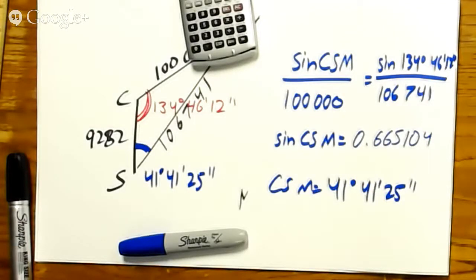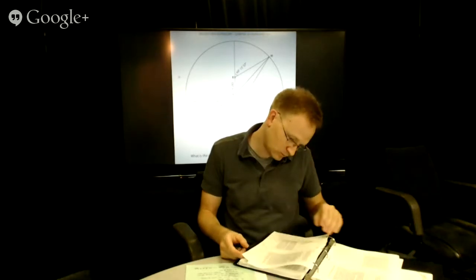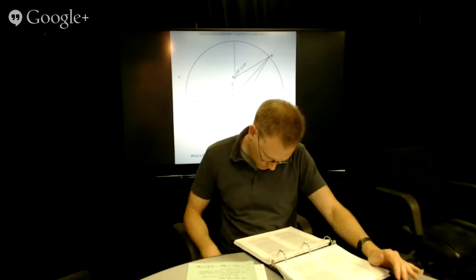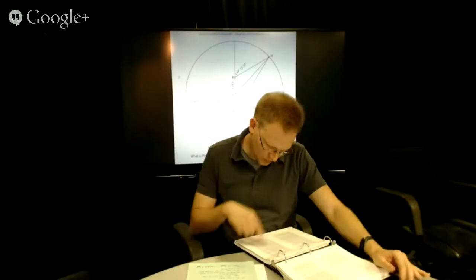So now let's compare that. Let's take a look. What is that number we got there? Let's look at it again. We got 41, 41, 25. So let's take a look in chapter 19 and see if that's what Kepler got. Where is this? Let's see.